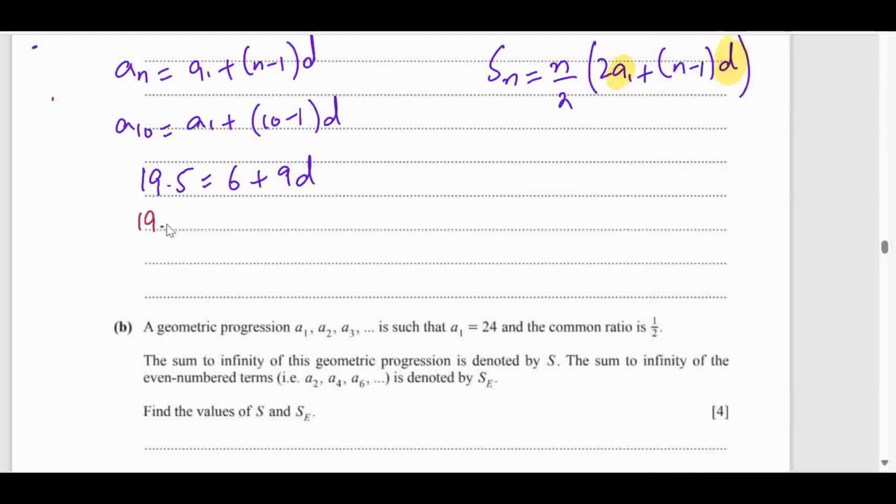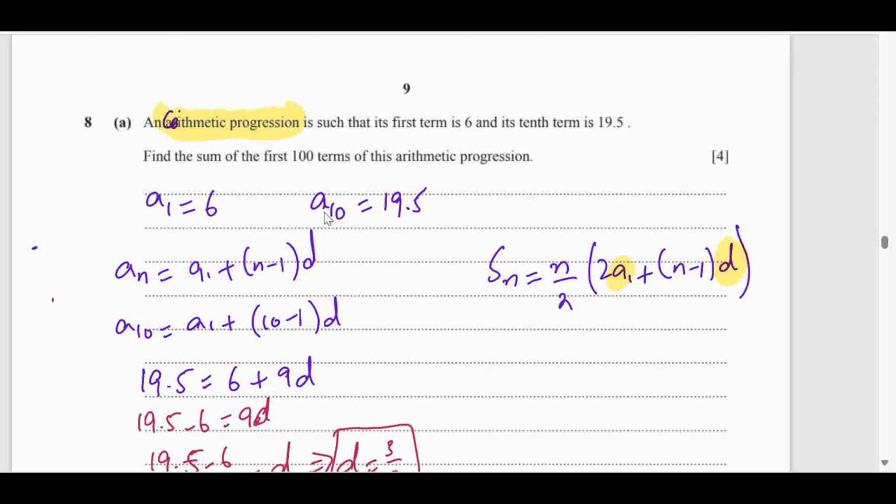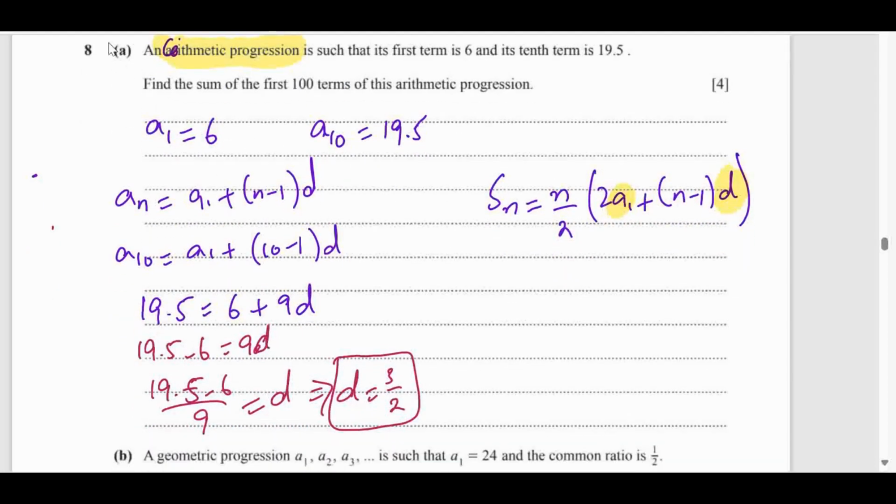Basically 19.5 minus 6 is equal to 9d, and if we divide it, 19.5 minus 6 divided by 9 is equal to d. So d will be equal to 3 by 2. Now we need to find the sum of the first 100 terms.